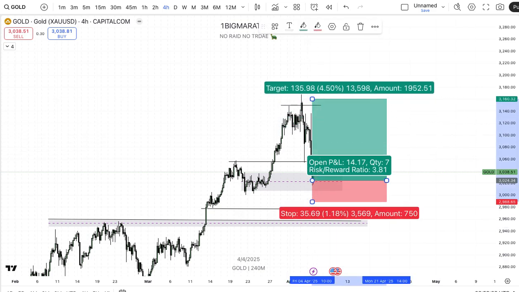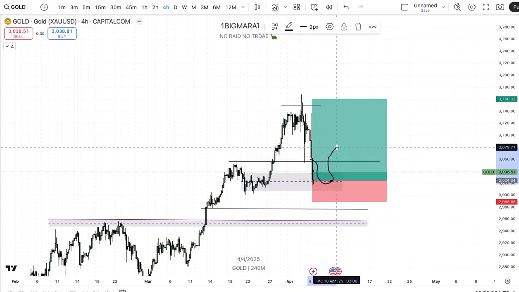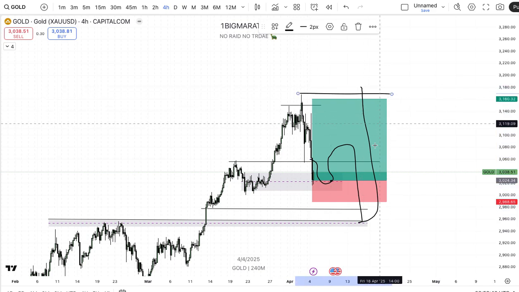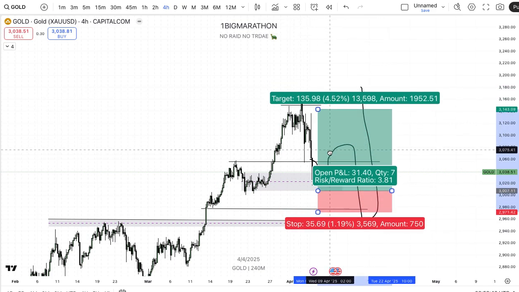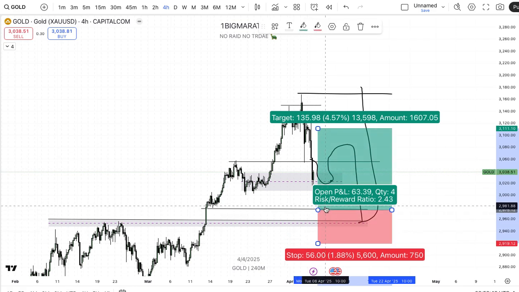So what might price do? Price might induce them into buying. The moment they buy, it comes back down, clears them out, and then pushes to the upside. So I would rather prefer to wait for price to collect liquidity before I buy. I would rather prefer to get that weak rejection and then I buy, targeting that whole area.